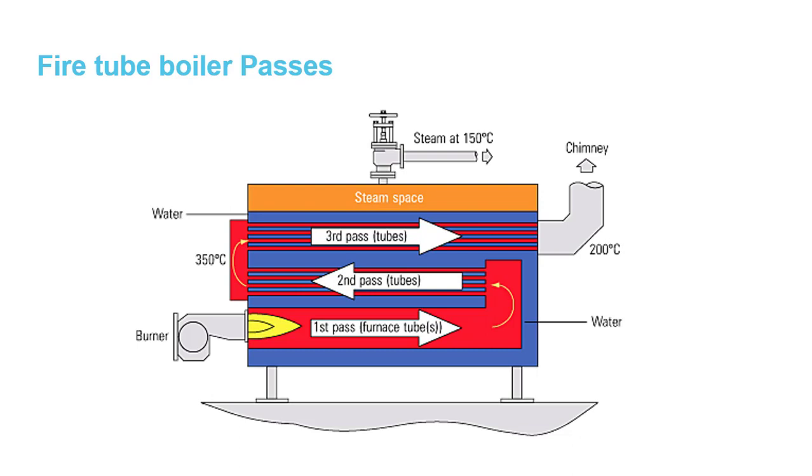These tubes are surrounded by water, so the flue gases transfer heat through the tube into the water. Water becomes steam. The steam is collected at the top in the steam space. You can see the master valve. So steam of more than 150 degrees Celsius goes outside to the process. This is the basic construction of the fire tube boiler.